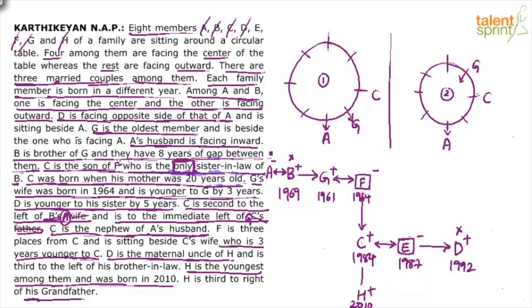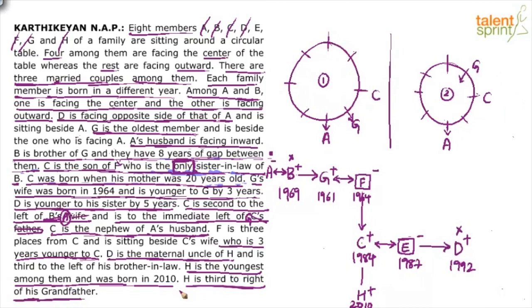H is third to the right of his grandfather. Who's H's grandfather? G. I think we can use G here. Yeah, let's use this point. H is third to the right of his grandfather. Who's the grandfather here? For H, the grandfather is G. Right? H's grandfather is G. So H is third to the right of grandfather.